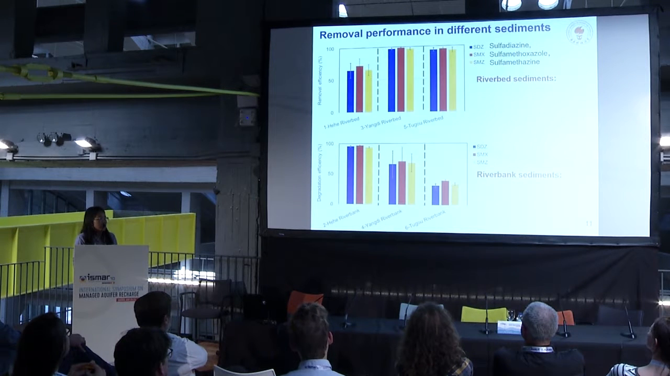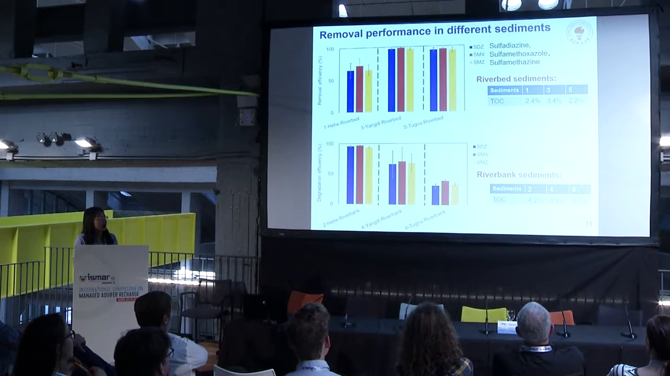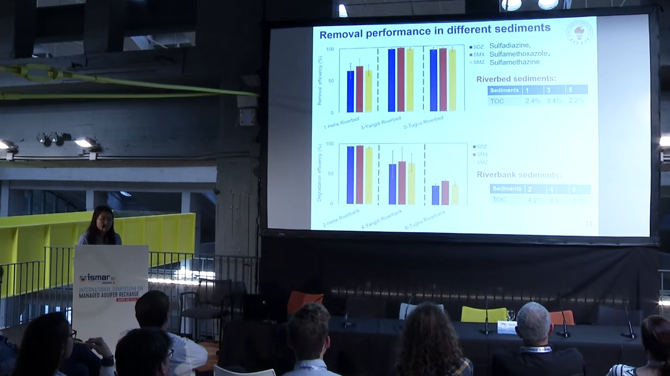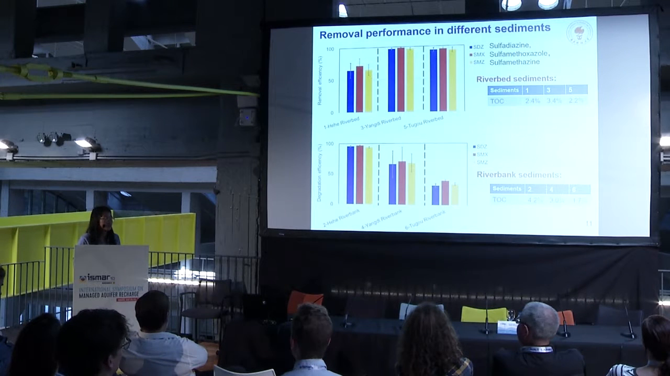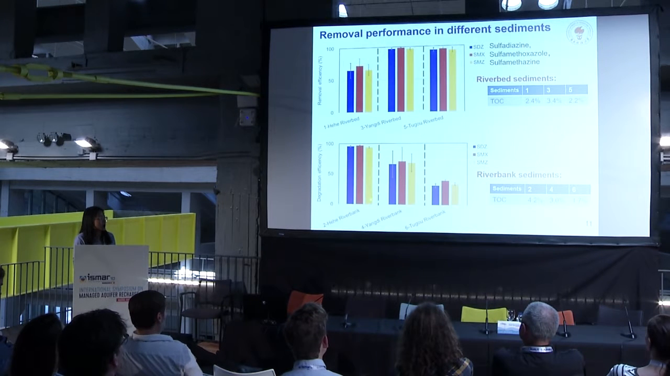And I tried to find an explanation and looked at the total organic carbon in this sediment. I found for sediment 1 it is only 2.4, and for sediment 2 it is 4.2. So sediment 2 has a bit higher TOC, so maybe, it's just a guess, it will explain why they have a higher performance here. And it also makes sense when we compare the removal performance between the riverbank sediments. We have a decrease in the TOC, so a decrease in removal performance. But it just needs further testing to confirm this.